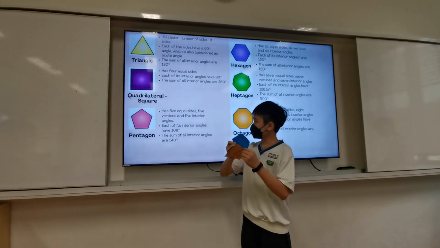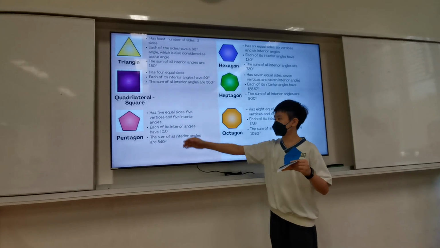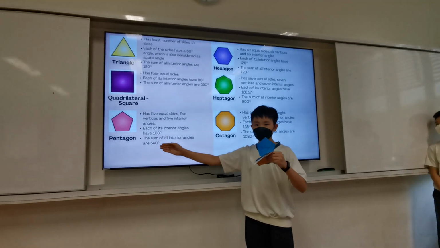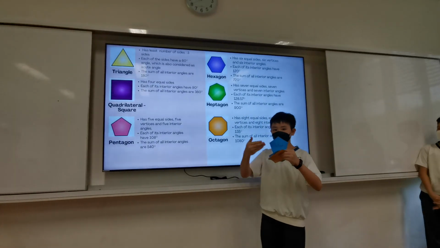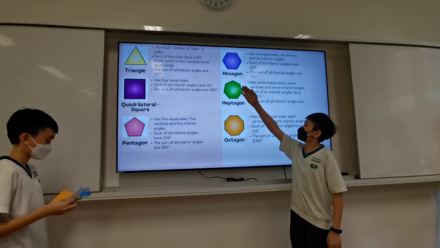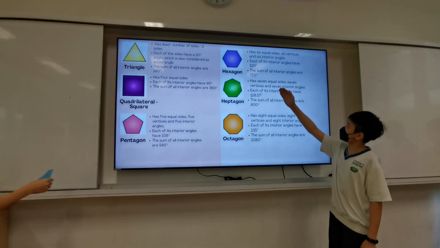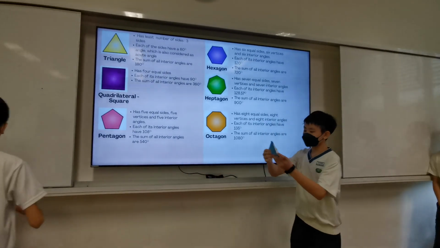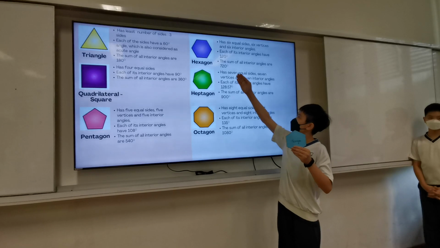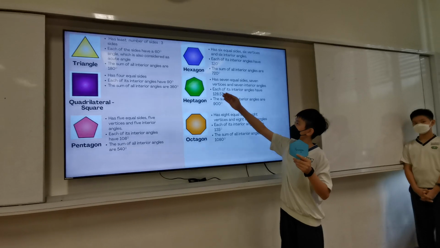And for the pentagon, it has 5 equal sides, 5 vertices, and 5 interior angles. Each of the interior angles is 108 degrees, and the sum of all of them is 540 degrees, as shown here. And for the hexagon, it has 6 equal sides, 6 vertices, and 6 interior angles. As shown here, each of the interior angles is 120 degrees, and the sum of all of the interior angles is 720 degrees.